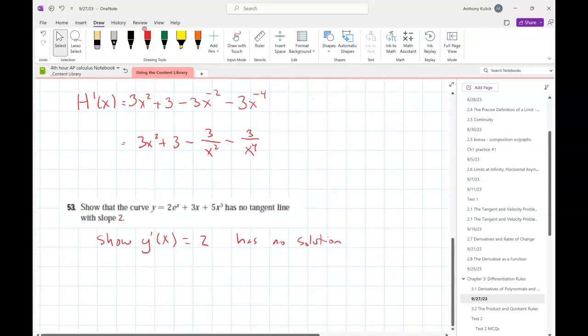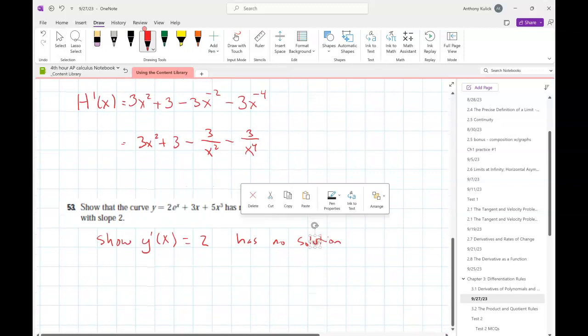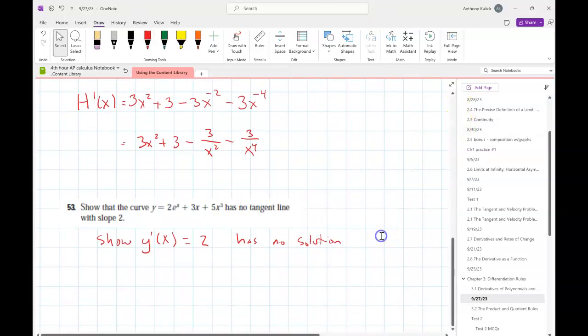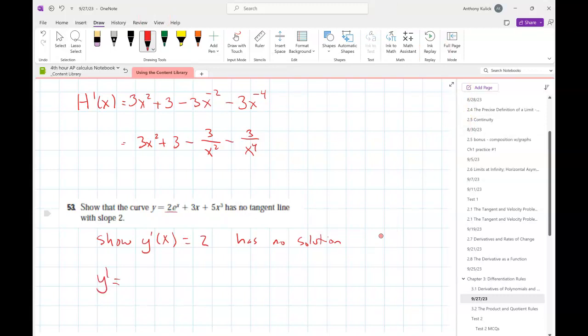Okay. So let's find that y prime. The derivative I can do piecewise. So the derivative of 2e to the x is 2e to the x. Very good. Derivative of 3x is 3. Derivative of 5x cubed is 15x squared. And you guys other than Chanel know these, right? When I'm asking, don't be afraid to shout it out. It helps me to know.